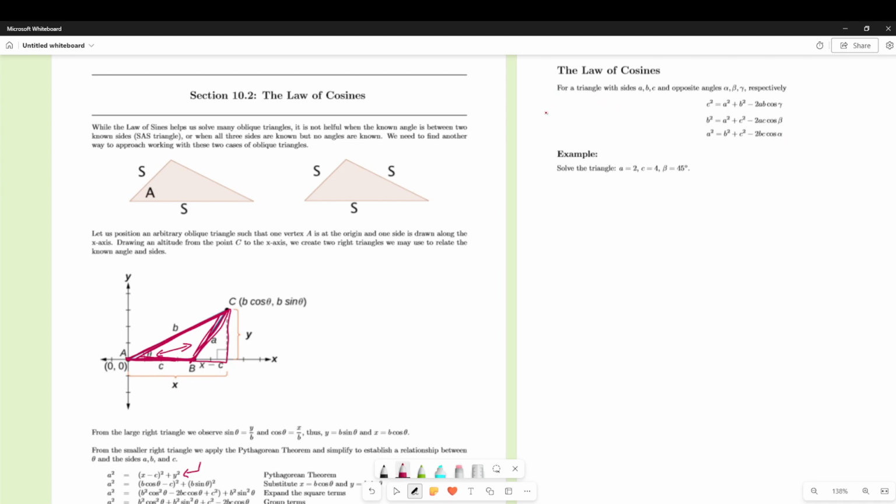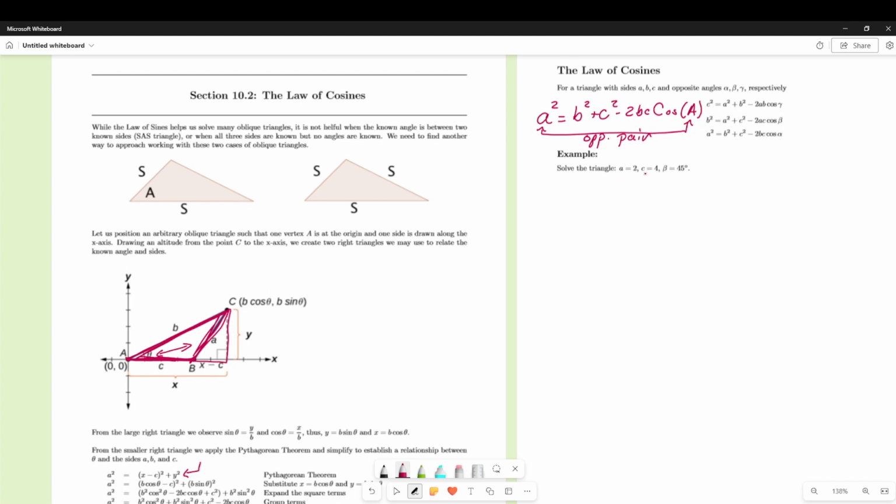Those three different versions are arbitrary labeling. You've got your side A. This is one of the reasons I like the capital letters instead of the Greek. 2BC cosine A. As long as these are an opposite pair, then your tool's going to work. So, labeling aside.